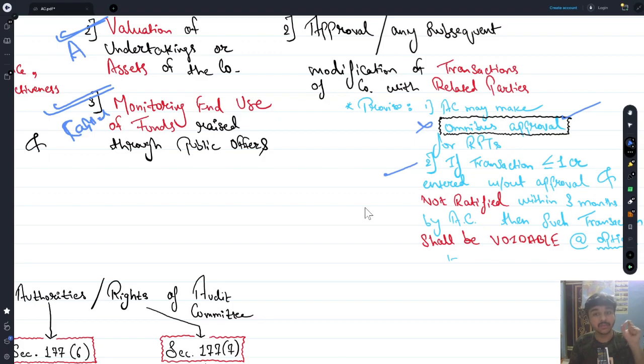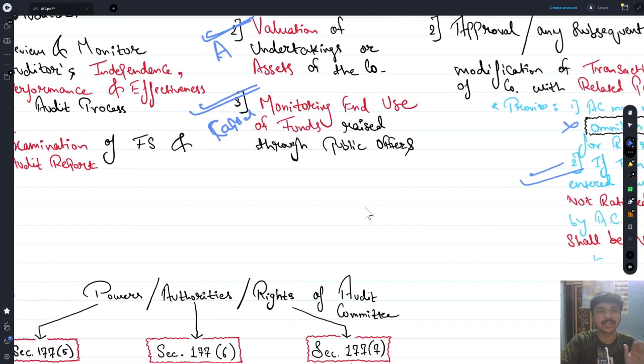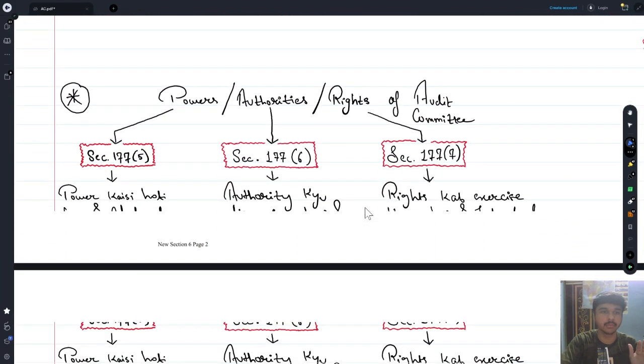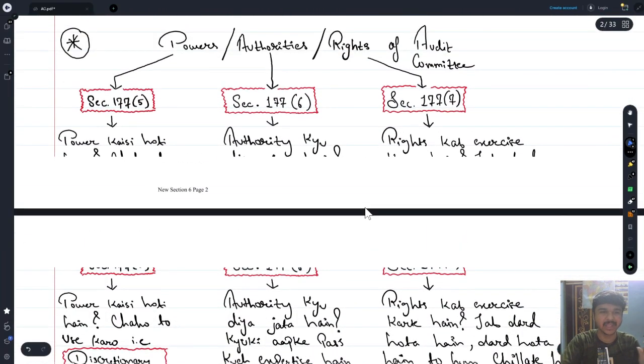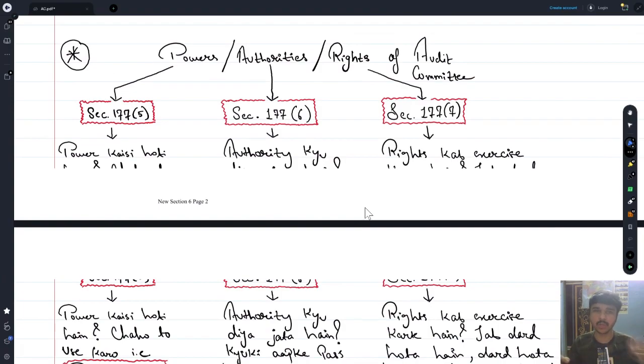Okay, and if the audit committee makes it void, whoever has entered into the transaction, say a director has signed that contract, he has to reimburse the entire loss. He has to compensate the company for it. Okay, got this? Easy points, nothing to be a parrot type like. Okay, so it's all about the concepts.